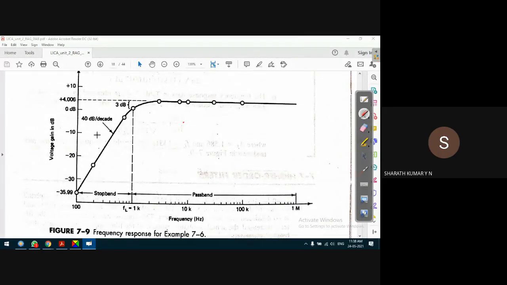So for a second order high pass filter, the rate at which the gain increases is plus 40 dB per decade. Okay, so you can see that at 100 hertz frequency the gain is minus 35.9. So the rate at which it increases is very large. It increases almost at a rate of 40 dB per decade. That we can demonstrate. So this response curve helps in understanding the nature of the variation of frequency against the gain, as well as the rate at which the gain is increasing. That is the basic purpose of the plot.